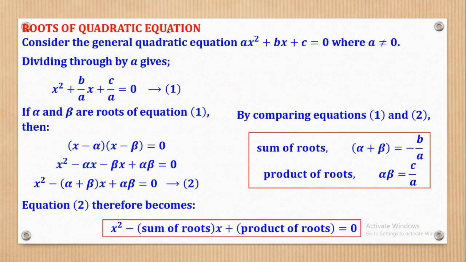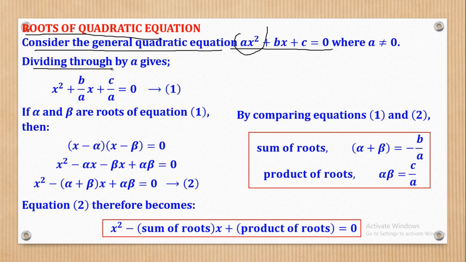So that has been the part of maximum and minimum value of a quadratic expression. Now we shall go to roots of a quadratic equation. Now this is why I need you to be as attentive as possible. So consider the general quadratic equation ax squared plus bx plus c equal to 0, where a is not equal to 0. So for it to be a quadratic expression, the coefficient of x squared must not be equal to 0. So when I divide through by a, I'll come up with this. Now the reason why I divide through by a is to make the coefficient of x squared positive 1.